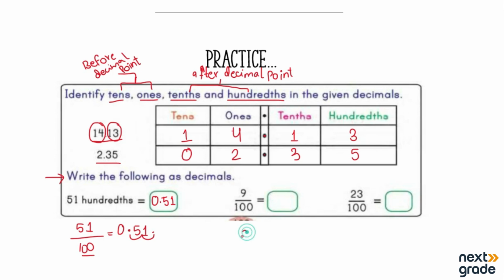ठीक है. नेक्स्ट वी हैव 9/100. 9/100 को अगर मैं डेसिमल लिखूं तो उसका डेसिमल यहाँ पर आता है. द डिनोमिनेटर हैज़ 2 zeros, तो हम इसको 2 पॉइंट्स मूव करेंगे, 1 and 2. अगर इधर कुछ नहीं है, वी आर गोना प्लेस 0 over here, decimal over here and then 0 again. So it's going to be as 0.09.